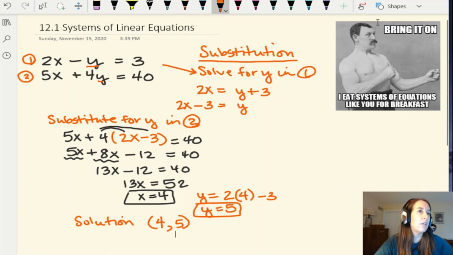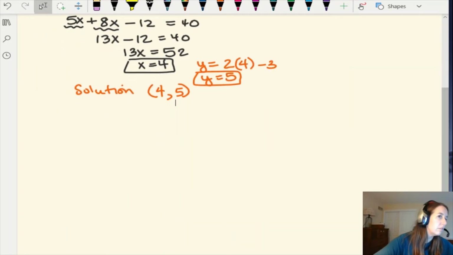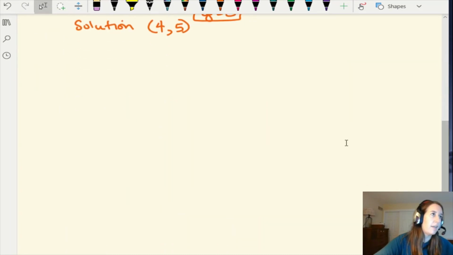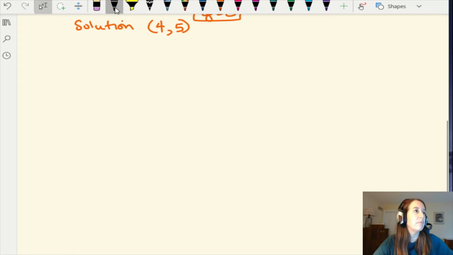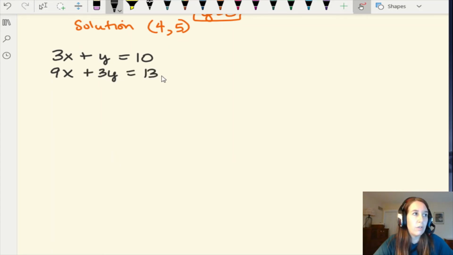Let's take a look at another example. And this time we're going to use elimination as the method. So our problem is 3x plus y equals 10, and 9x plus 3y equals 13.